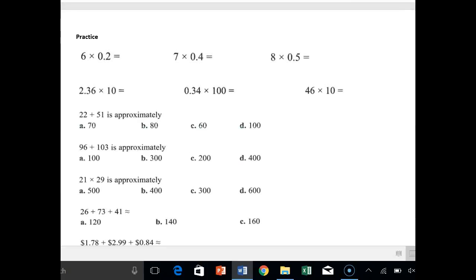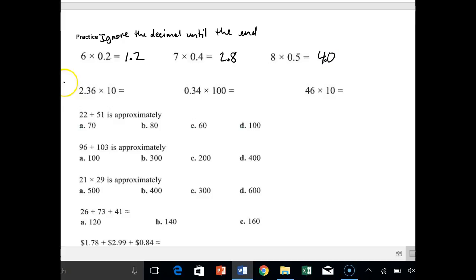Okay, let's flip over the back side. So on the back side, you're going to practice a lot of this. I'm going to do probably one problem in all of them, just to kind of help you out. So for this one, when you're multiplying just a whole number and a decimal, literally just ignore the decimal until the end, and then just count your decimals, right? So 6 times 2, that's 12. I have 1 decimal place, so 1.2. 7 times 4, that's 28. I have 1 decimal place, so 2.8. 8 times 5, 40. I have 1 decimal place, so 4.0, right?